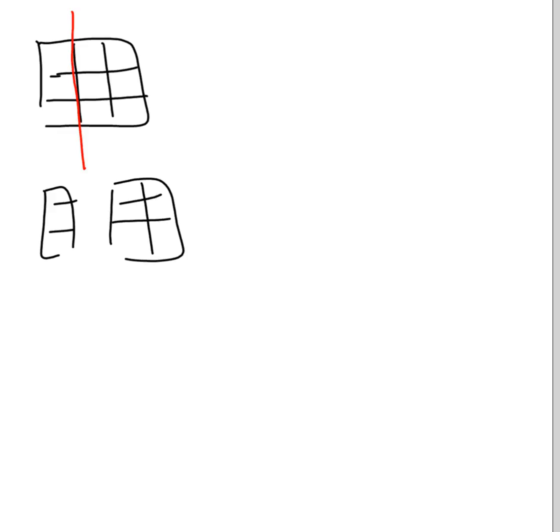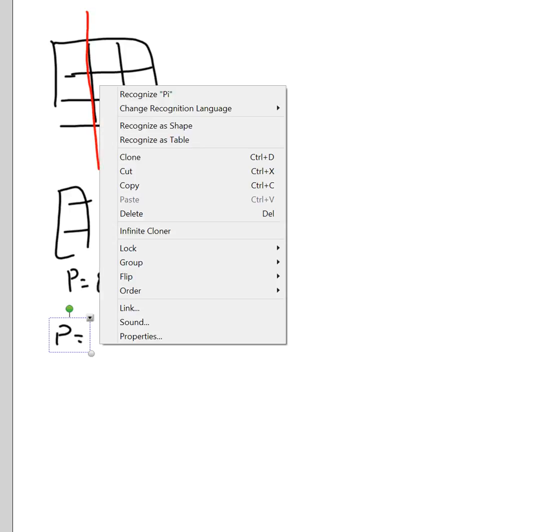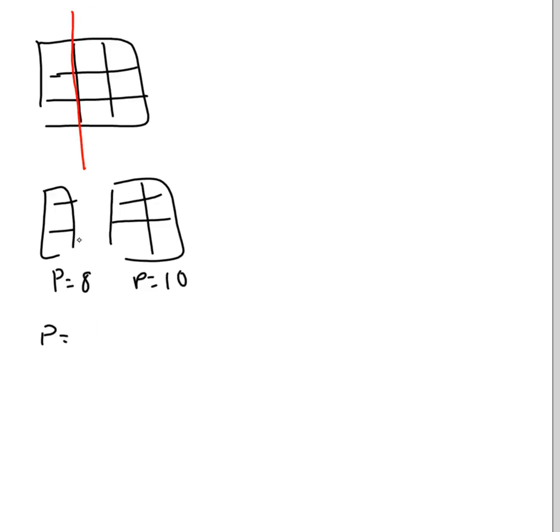So if you look at this, this one is going to have a perimeter of 3, 6, 8, 10. This one's going to have a perimeter of 3, 6, 7, 8 for a total of 18. So then you have to think about cutting along more edges.